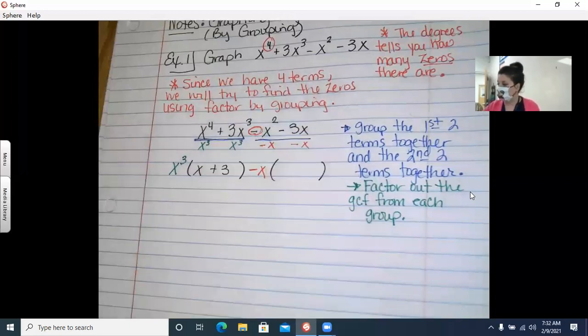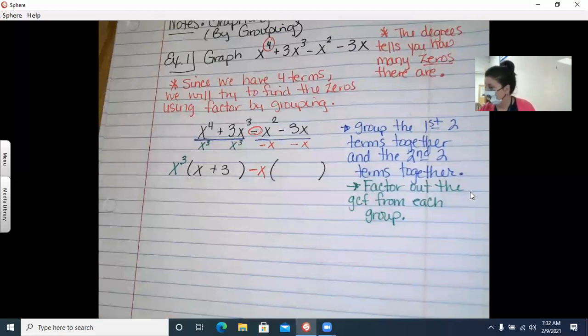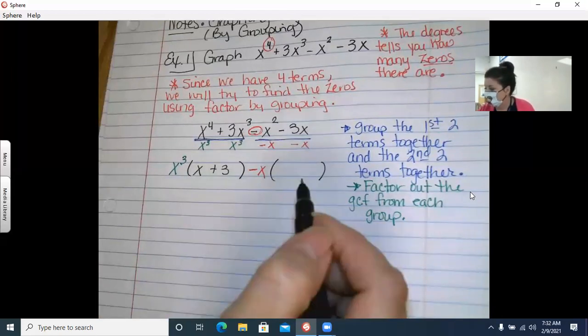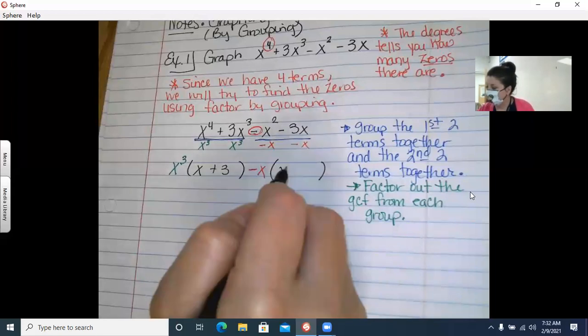So first of all, we know a negative divided by negative is a positive, so that first term is going to be positive, right? And what's x squared divided by x? I had two x's, I took one out, how many's left? 1, so just x. For the second term, what's a negative divided by negative? Positive. What's 3x divided by x? 3.